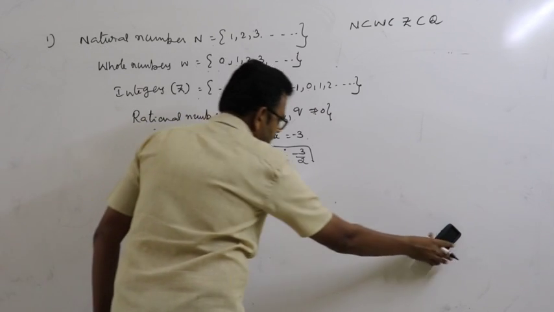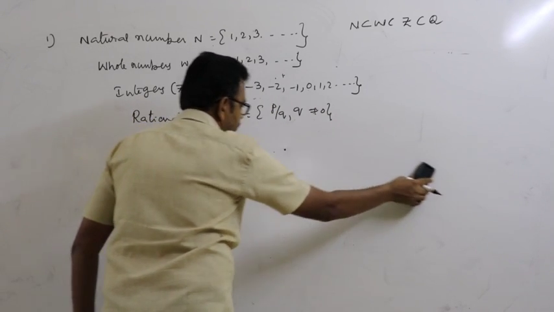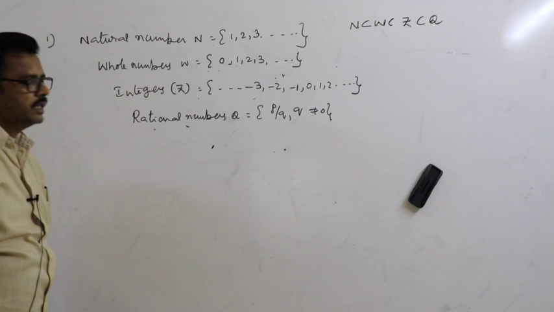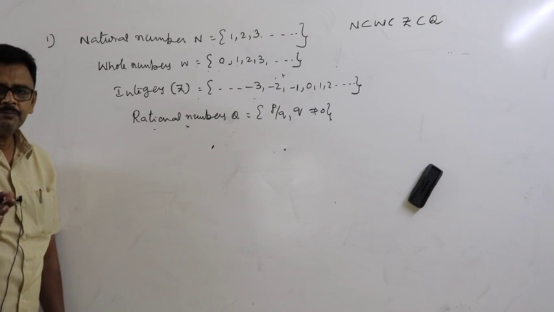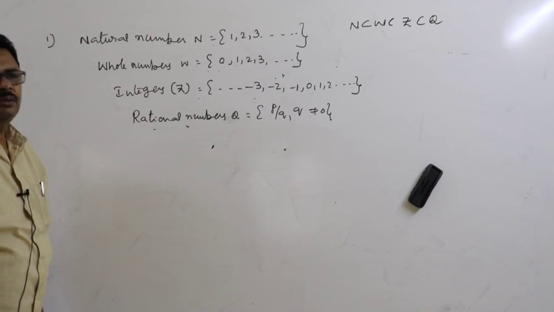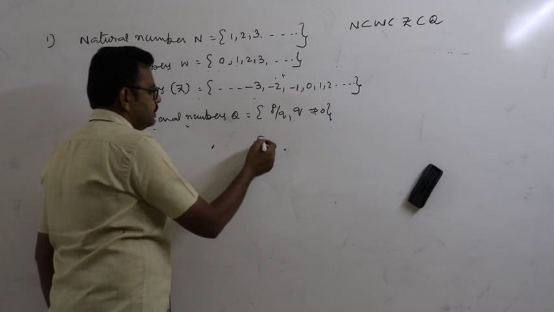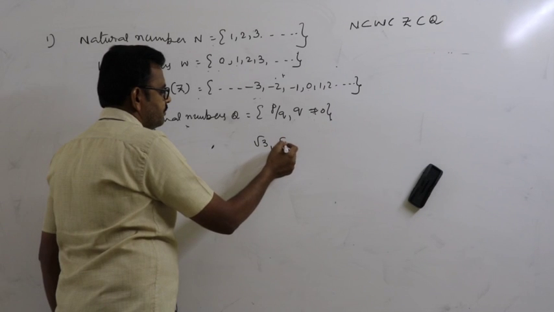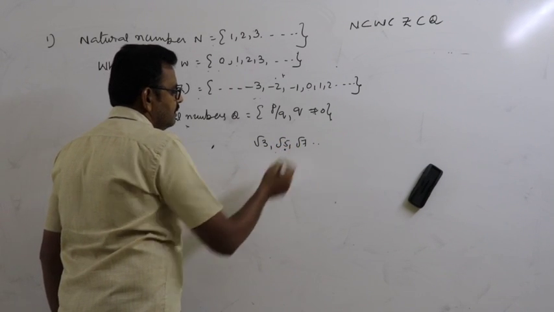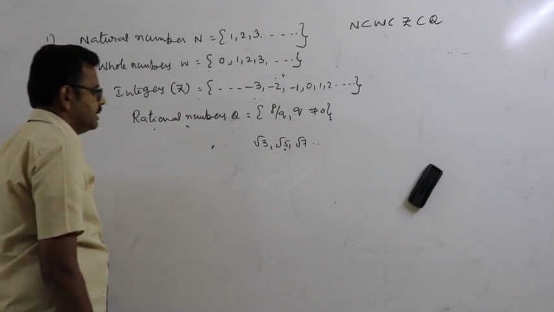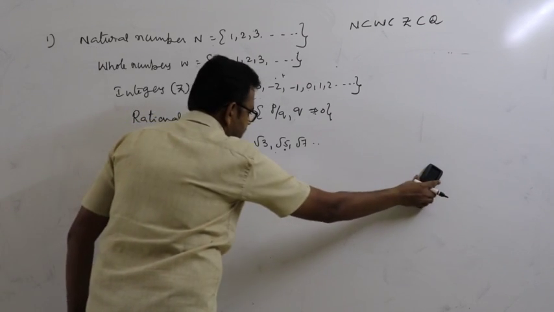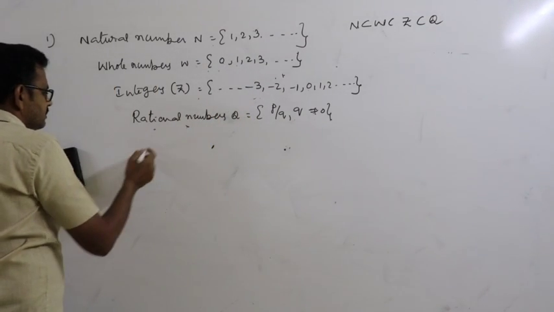Irrational number. Irrational number means what? Which cannot be expressed in the form of p by q. Those numbers are irrational numbers. For example, root 3, root 5, root 7. These are all irrational numbers. And next to real numbers.